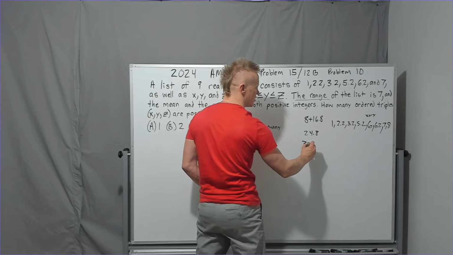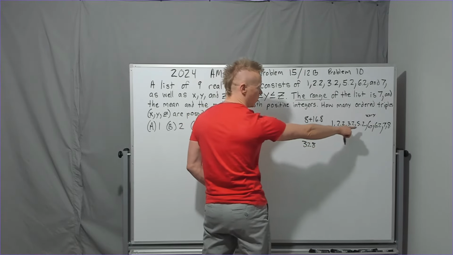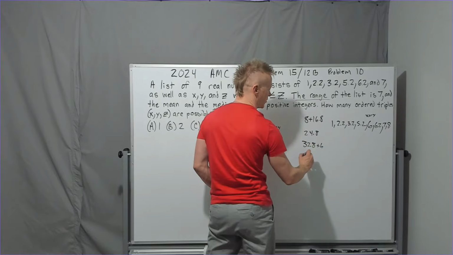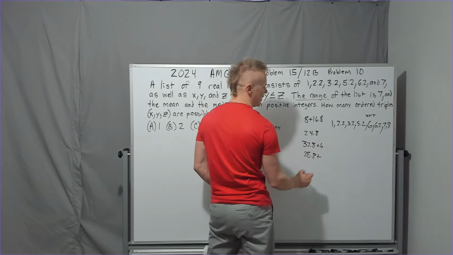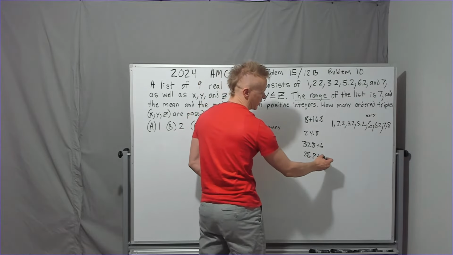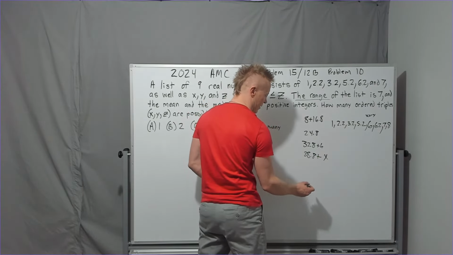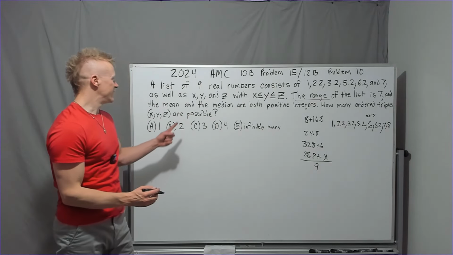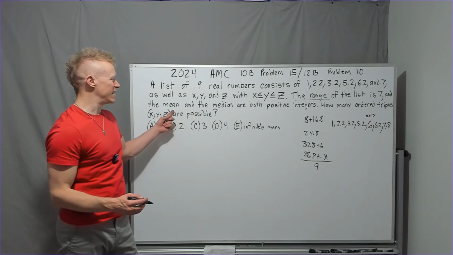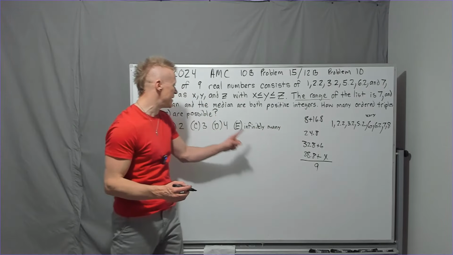You're at 32.8. You know one of them is 6. That puts you at 38.8. And we have to add either x, just call it x for now, the variable's fine, divided by 9. That's the mean, and it has to be an integer. Why does that 6 have to be there?